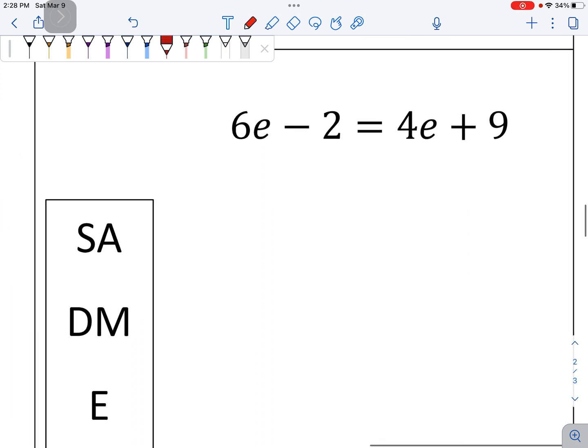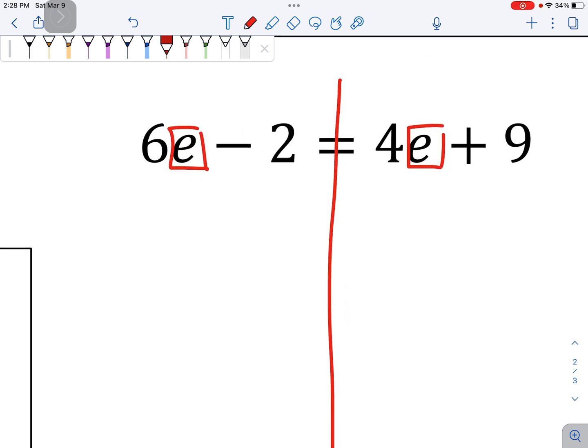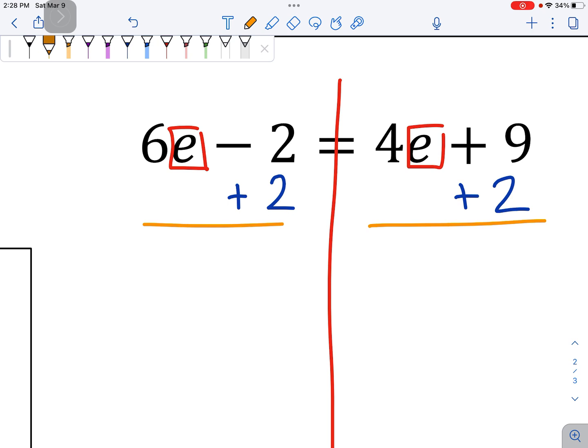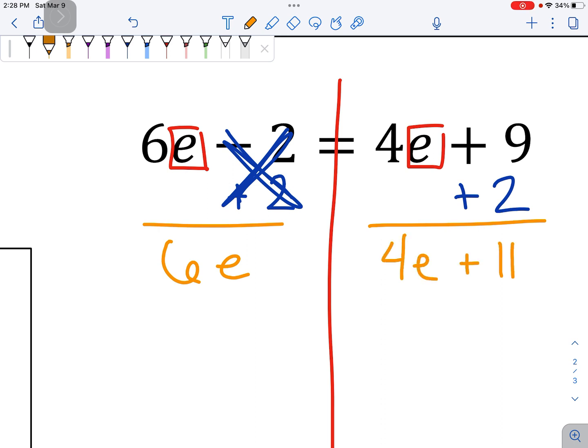Here we go. Finding my variables. There's e's on both sides, and there's a wall in the middle. I am going to get rid of my minus 2 by adding 2 to both sides. This gets me to 6e with nothing else here. And on the other side, 4e's plus 11.